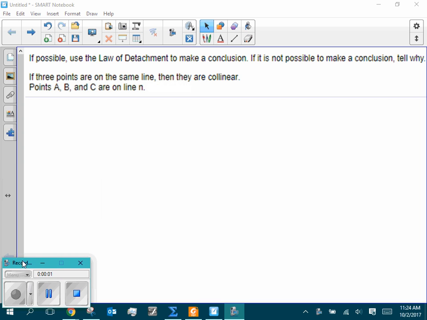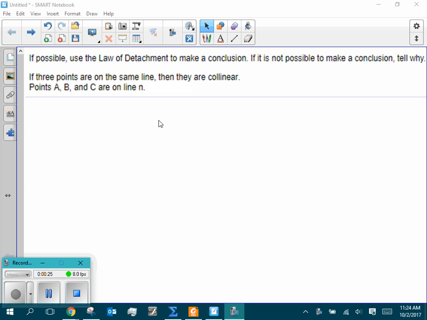The end. I'm not sure which question it was, but 3 or 4 of us missed it, so I want to make sure we talk about it. Again, if 3 or 4 of us miss it using all of our chances, then I'm assuming that maybe some people missed it prior to using all their chances. It says, if possible, use the law of detachment to make a conclusion. It says, if it is not possible to make a conclusion, tell why.